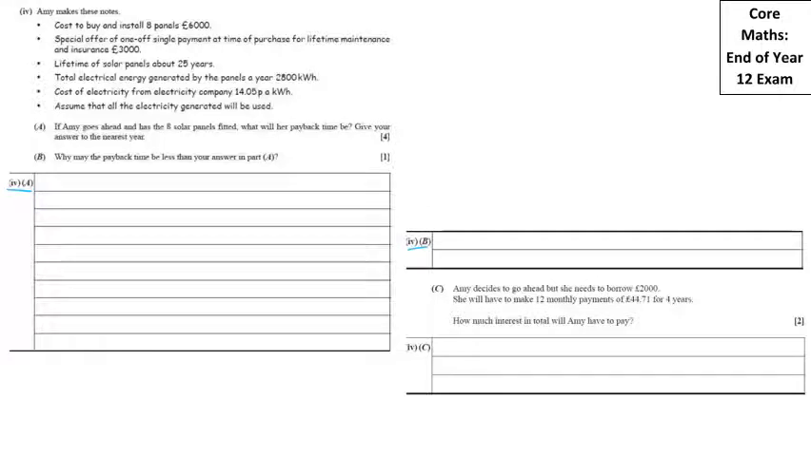We were given a lot of information in this question, and it's this that we're looking to calculate. That if the person goes ahead and has the 8 solar panels fitted, we're told the cost of them here, what will the payback time be? And we need that to the nearest year. So after how many years will she start to make a profit from these?